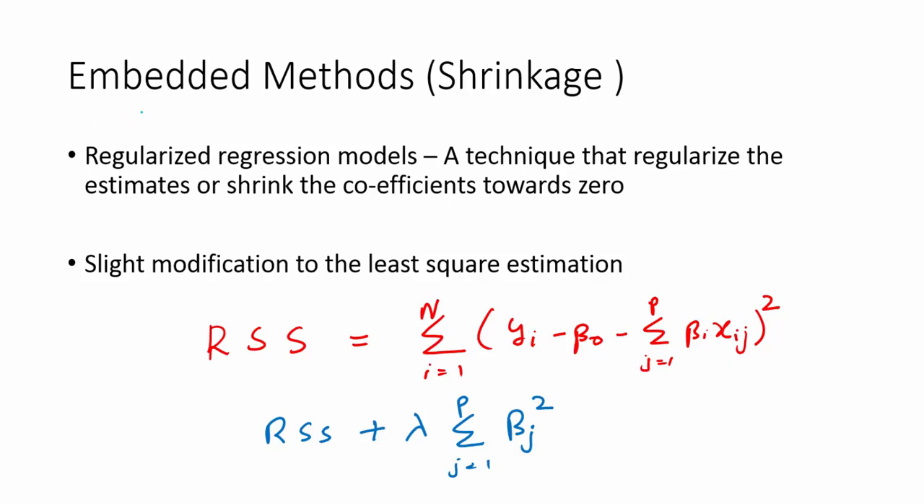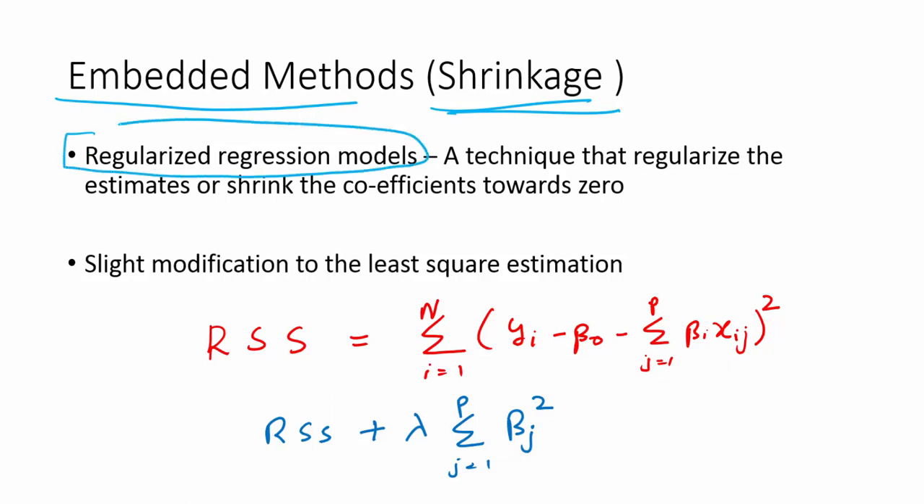Okay, now that we have seen the different types of these selection methods, let's go to the last one, which is the embedded method, also known as the shrinkage method. We also call these regularization regression models. I have made one video on regularization. If you want to learn more about regularization, it's there in the description section. It's a technique that regularizes the estimates, or it shrinks the coefficients to 0.